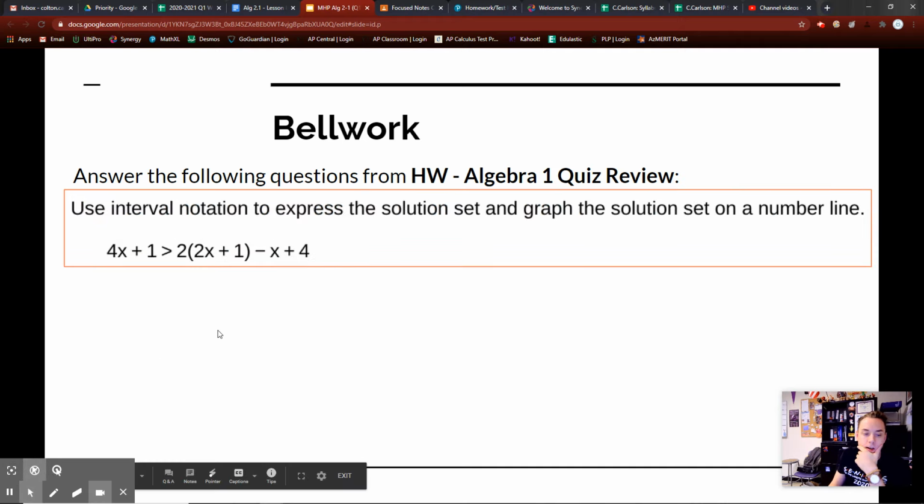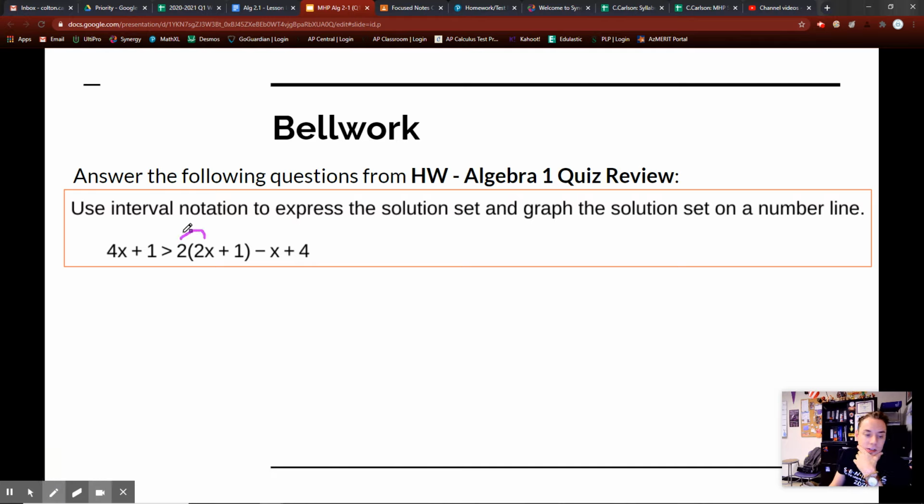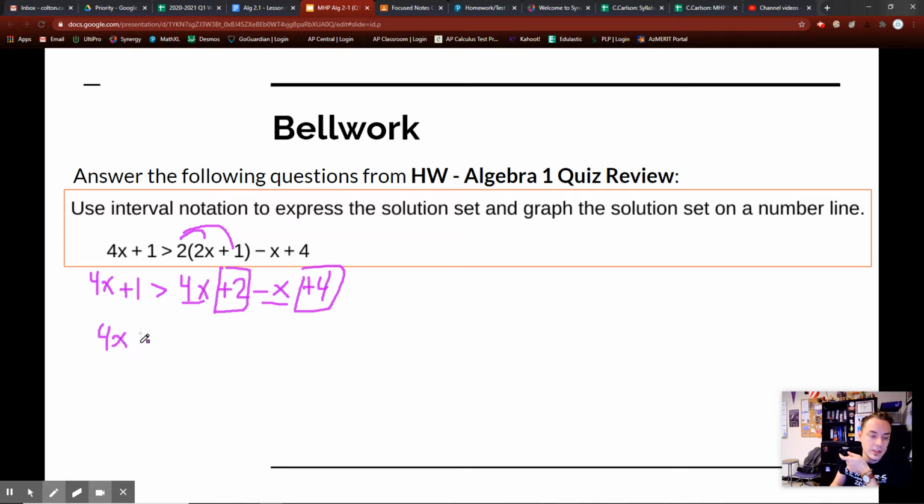Awesome. All right, this one, just straight inequality, but we do want interval notation with it. So let's go to town. The first thing I notice is distributing. So I'm just going to keep this 4x here, just chilling. Let's distribute. This is 4x plus 2 minus x plus 4. We have a lot of things that I can combine here, at least on the right side, so I'm going to combine those. So this is 3x, and then when I combine those, that's going to be plus 6.